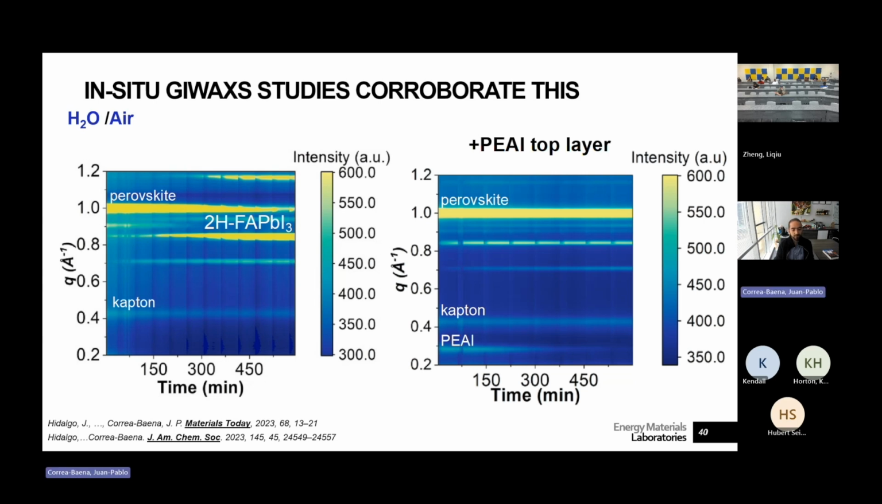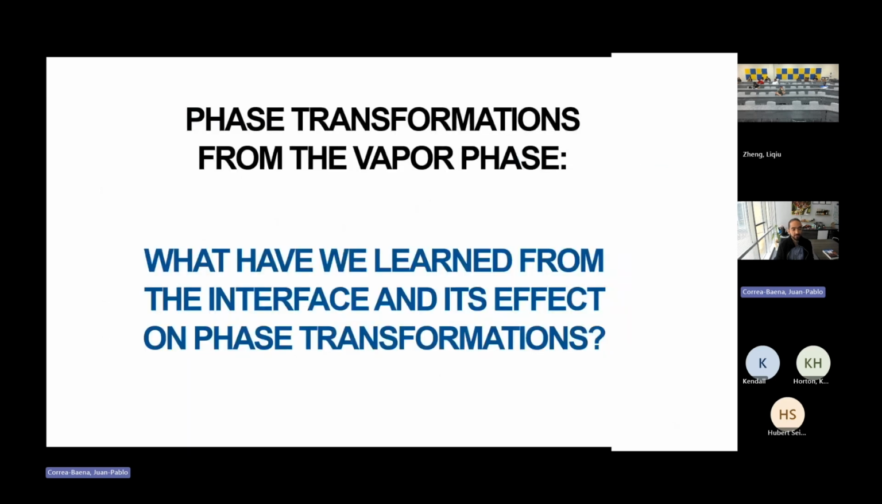So from that, we wanted to look at how we can use that interface to understand phase transformations in other processes. In this case, the vapor phase. All the stuff that I've been showing you so far is perovskites that we deposit from a solution process. We dissolve chemicals, we smear them on top of a piece of glass, and then we do tests on that. But especially because industry is interested in the vapor phase, we wanted to understand whether we can control phase transformations, basically the structure, from the vapor phase.